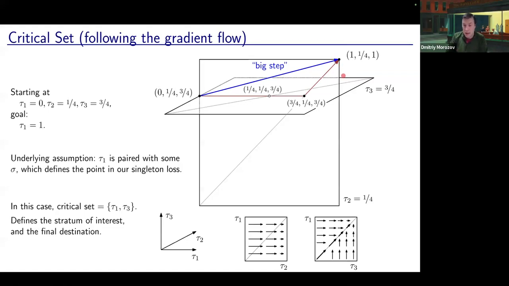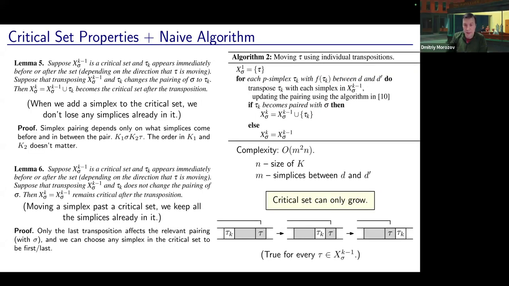Now, I haven't told you, there's a bunch of details I'm skipping. You have to make sure that the critical set is well defined. There are lots of other details I need to check.